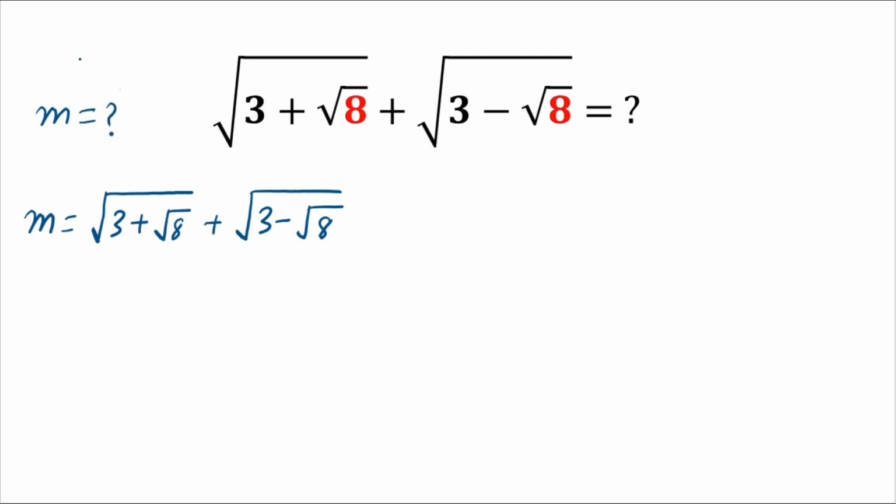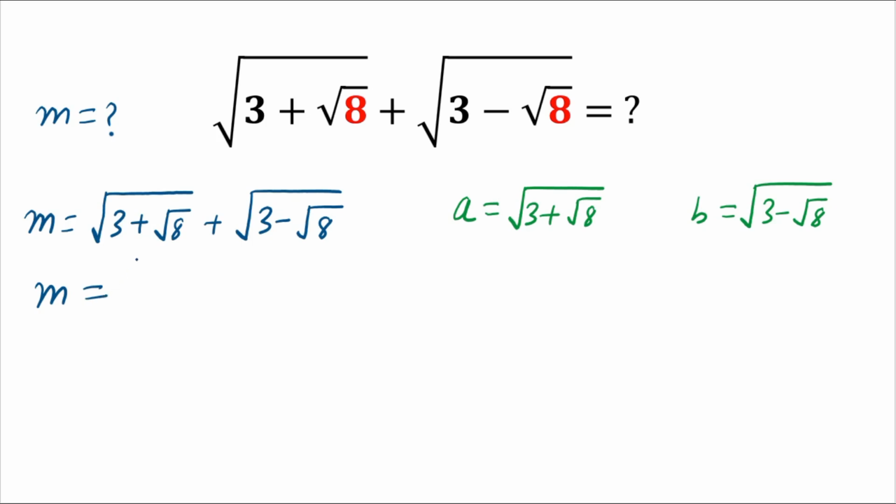Here suppose a is equal to square root of 3 plus square root of 8 and b is equal to square root of 3 minus square root of 8. Then m is equal to a plus b. If we take the square on both sides, then we get m square.